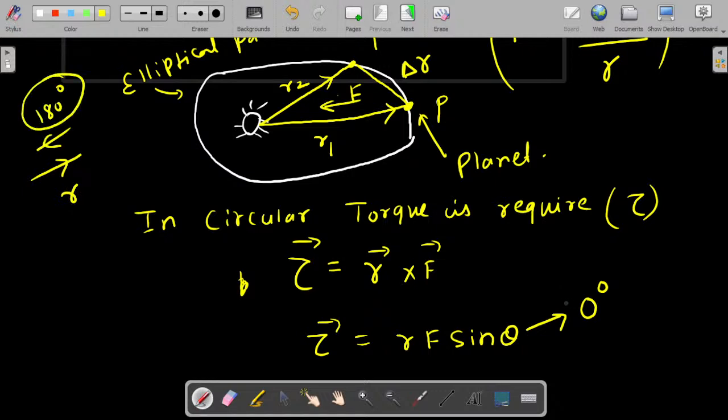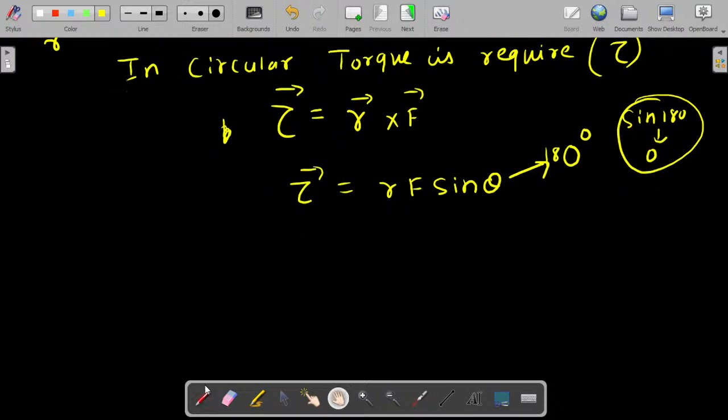Sorry, it's 180 degree. So what is the sine 180 degree value? The value of sine 180 degree is 0. So we will get torque as how much? Torque is 0. Write down torque is equal to 0.